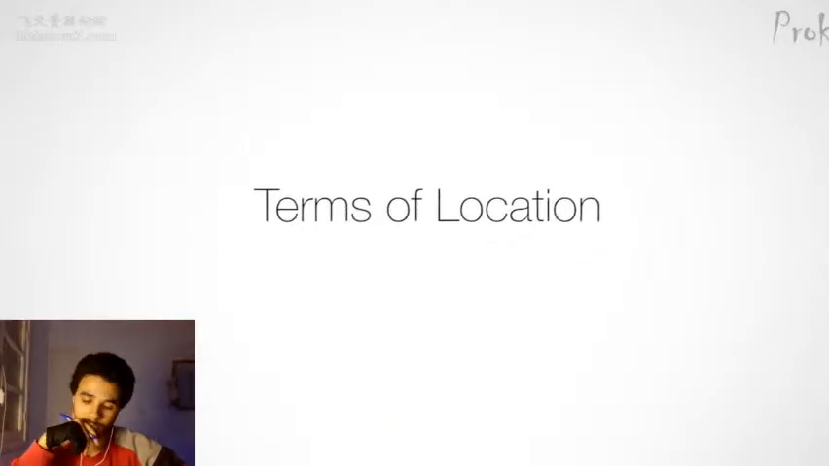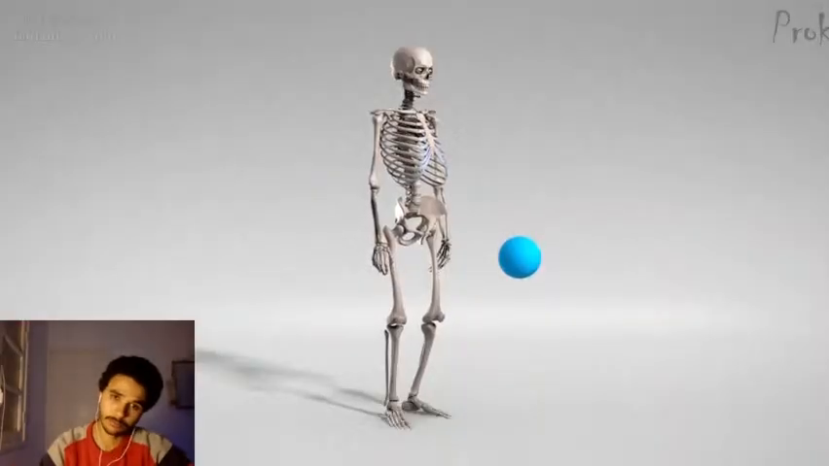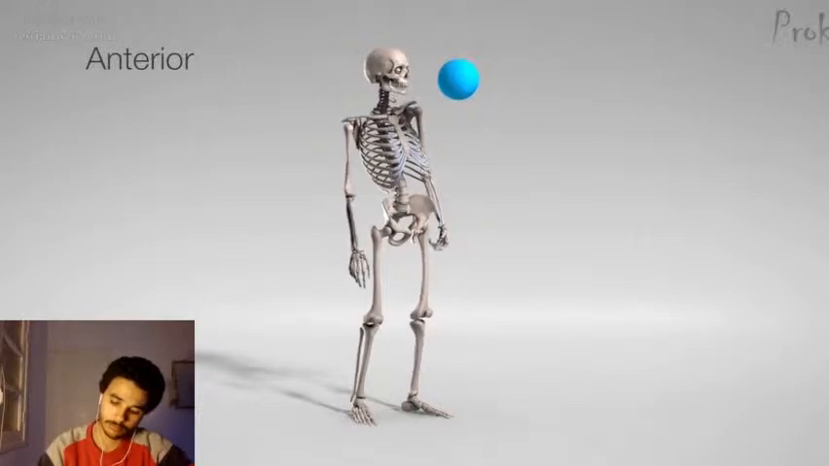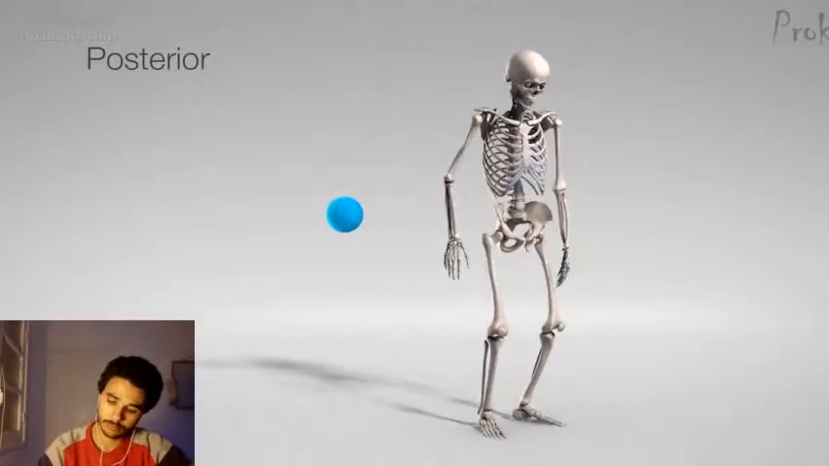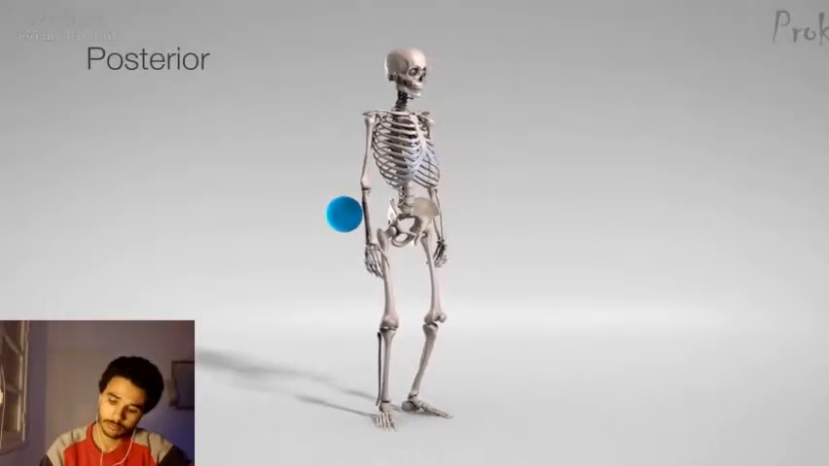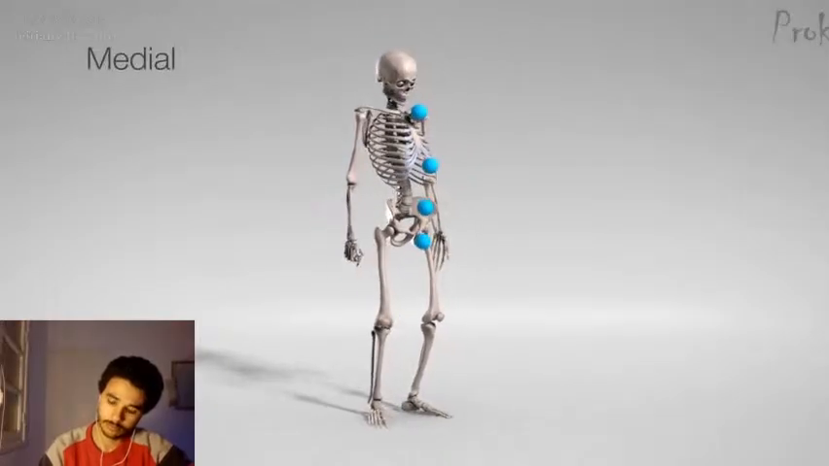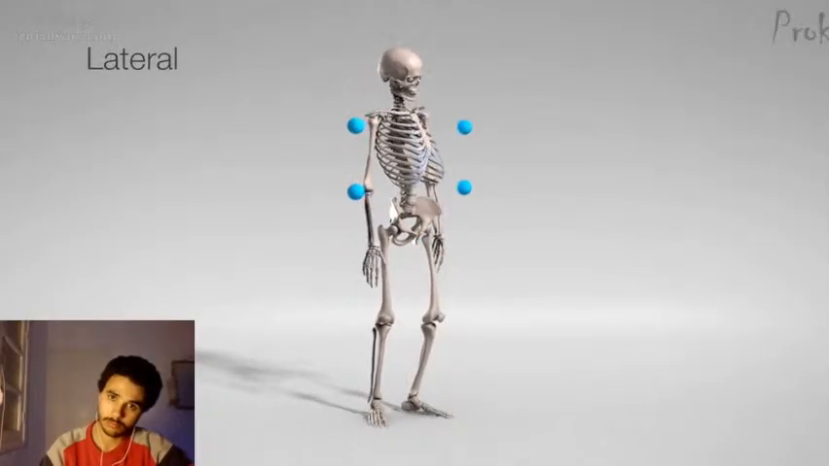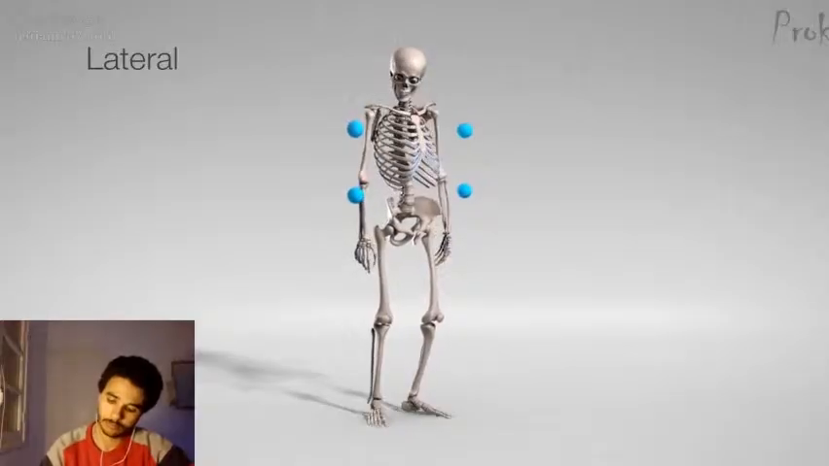Terms of location. Moving on to terms that describe location. Anterior describes something that is toward the front of the body. Alternatively, posterior describes something that is toward the back of the body. Medial is something located toward the middle of the body or away from the side. The opposite is lateral, something that is toward the side of the body or away from the middle.